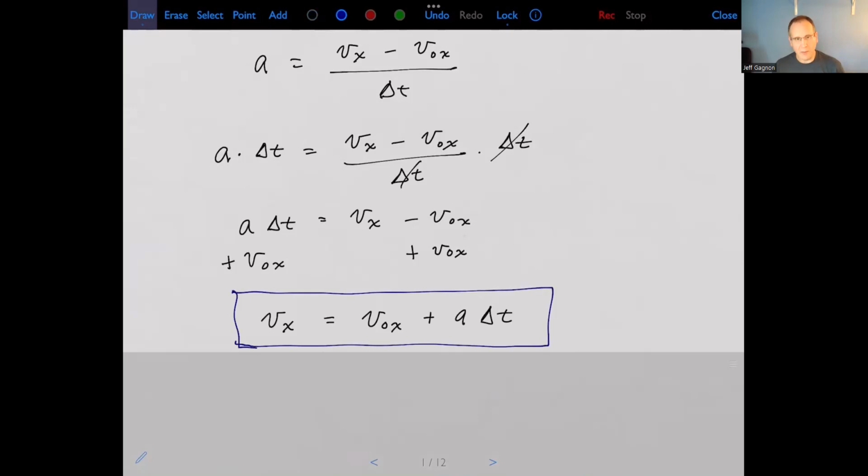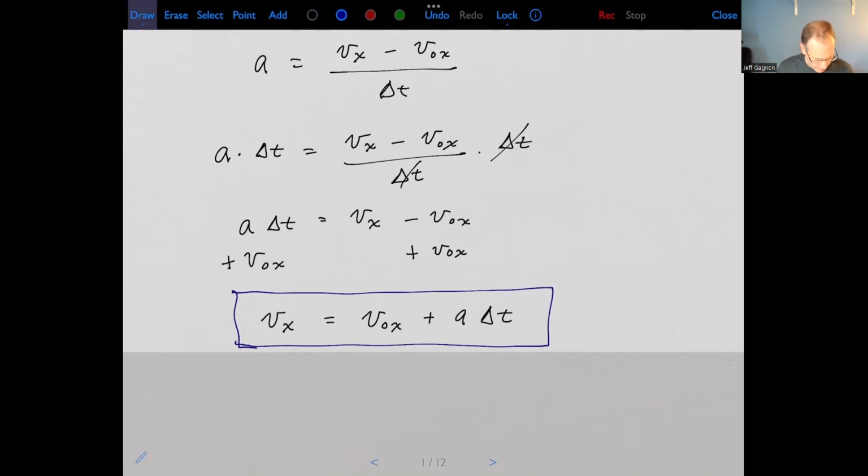If I know the final velocity, I know the initial velocity, and I know the time, and I want to solve for acceleration, I could use this equation. If I know three of the other variables, let's say I know initial velocity, acceleration, and delta T, I could solve for the final velocity. So if I know three out of these four variables, I can solve for the remaining variable.